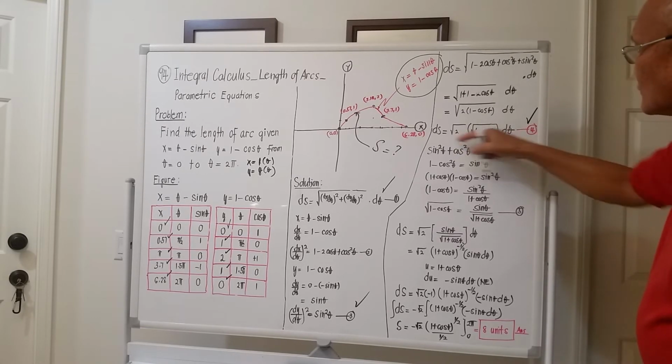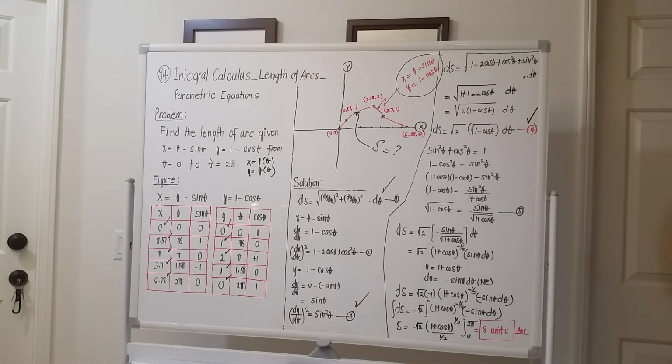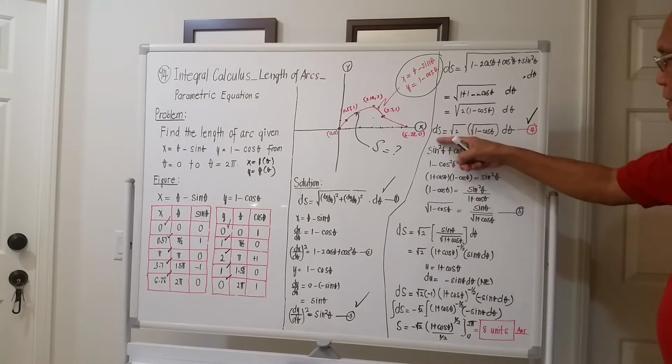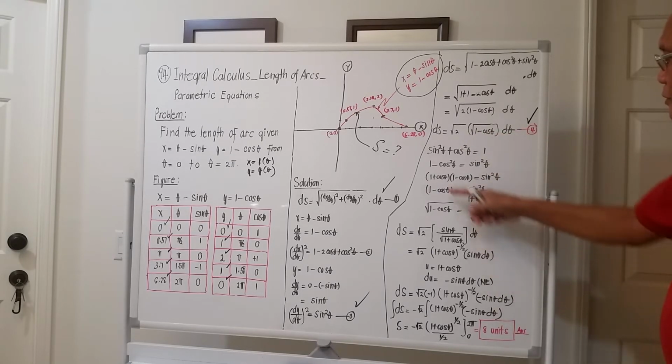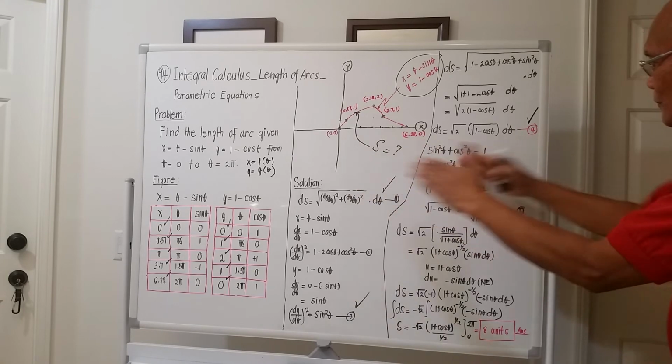And this is not yet integrable. So by using trigonometric identities, sine squared theta plus cosine squared theta equal to 1, 1 minus cosine squared is equal to sine squared of theta, it's just algebraic manipulation, guys.